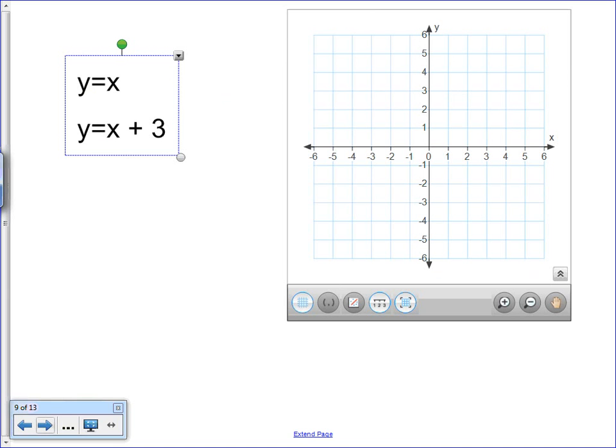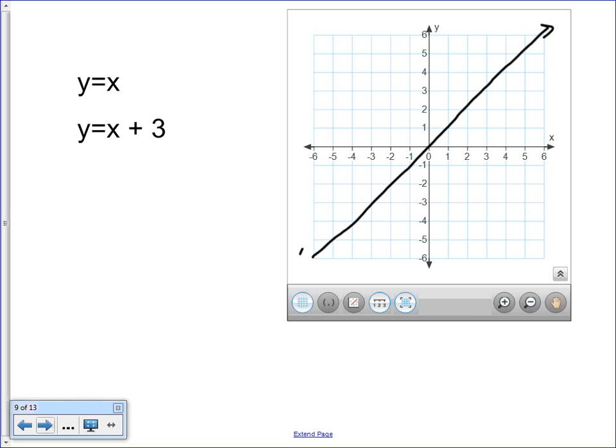Let's take a look at another one. This one you also have to graph the parent, graph the other equation, and we're going to see if it is a translation or a rotation. So y equals x, just like that. The other one, y equals x plus 3, a y-intercept of 3, and a slope of 1, so we go up 1 over 1. So there is my graph for that one, y equals x plus 3.